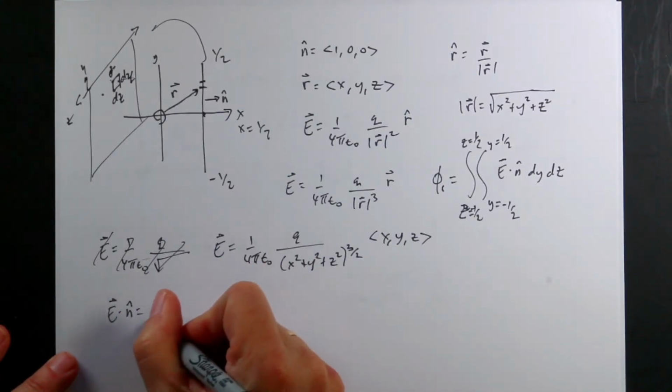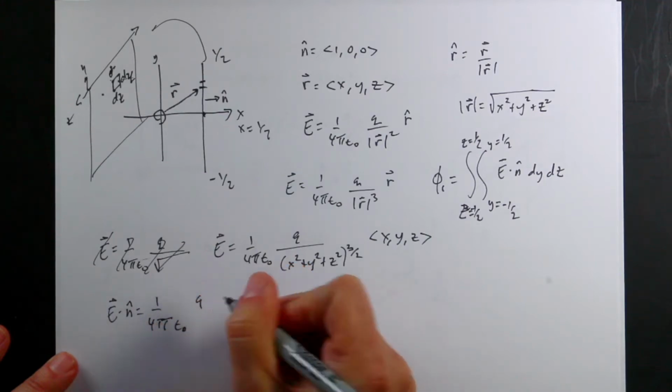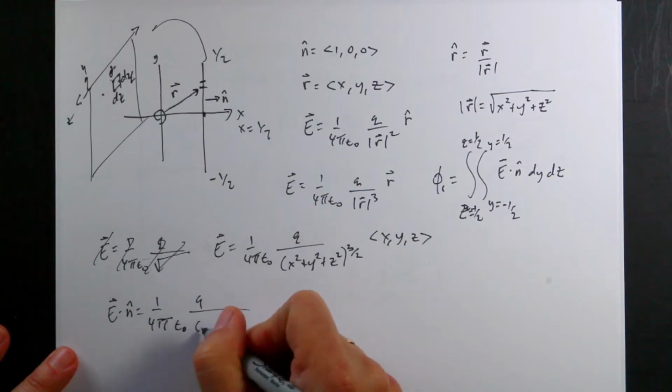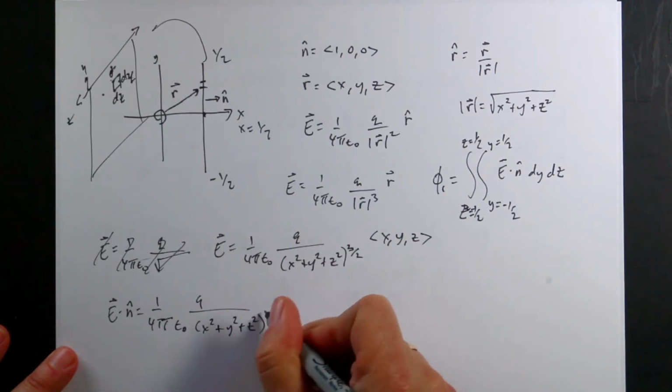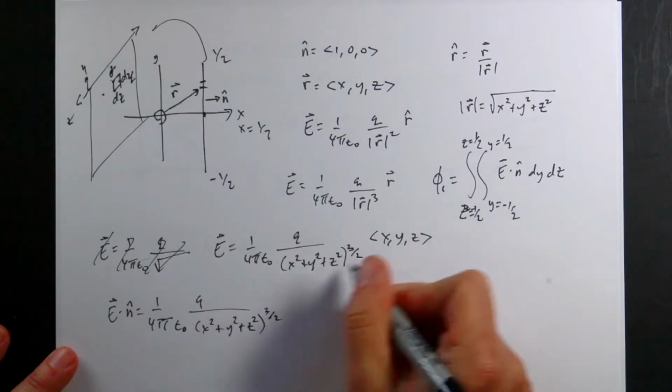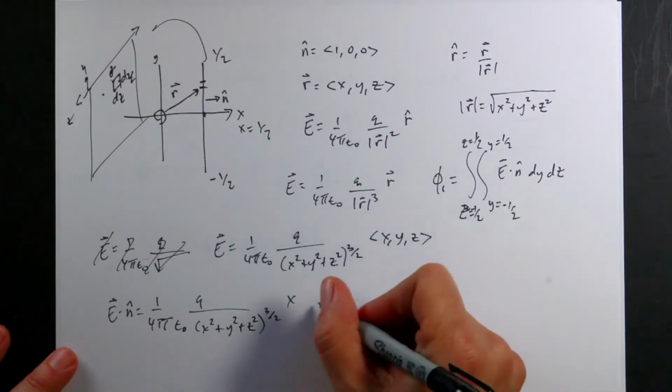1 over 4 pi epsilon naught, that's a pi, q over x squared plus y squared plus z squared to the 3/2, and that's just going to be x. It's just because I took the dot product to get a scalar. So now I can put this in up here, and I have the following integral.